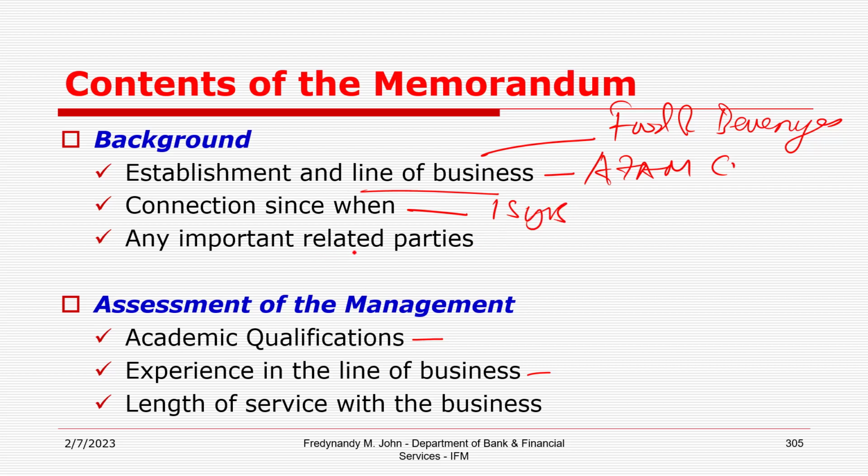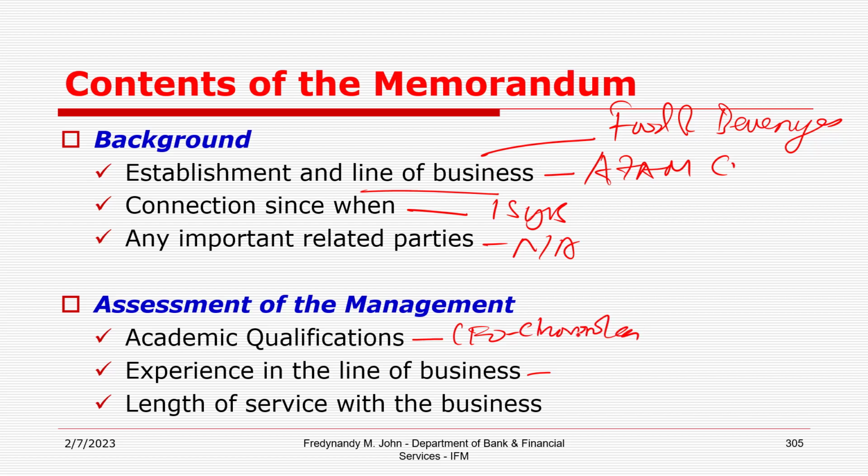All right. Any important related parties? Not applicable. Now, academic qualification. Here we're looking at the academic qualification not of the owners but of the management. All right. For instance, the manager of the business, the CEO of Azam, all right, is Mr. Choroka.